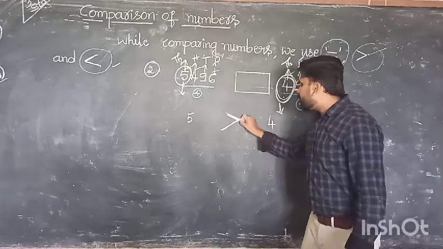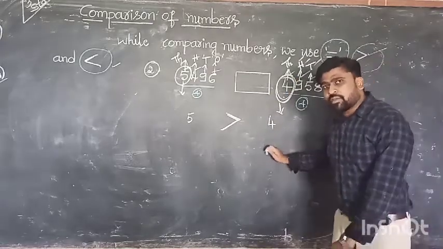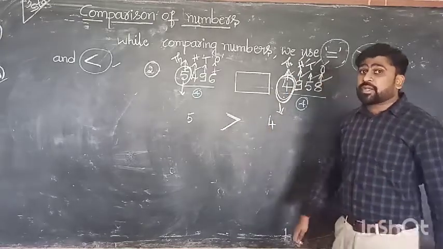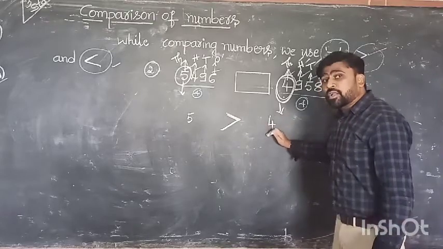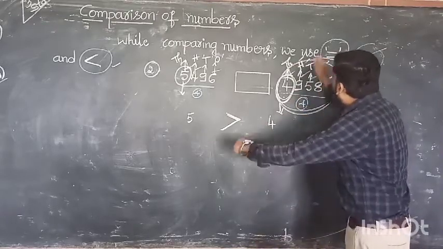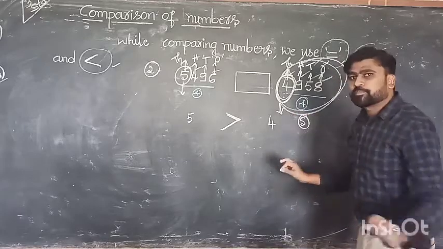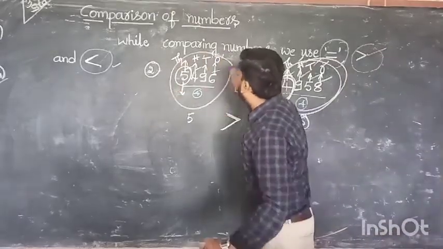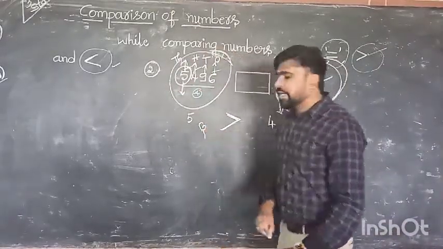Nothing but the arrow mark, it is towards 4. 4 is the small number and 5 is the big number. So the number with 4 is the small number, this total 4 digit number is a small number. Simple. Now this total 4 digit number is a big number.